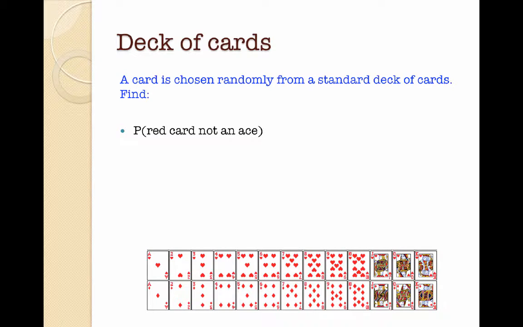We want to now know the probability of getting a red card that's not an ace. Well, here are all the red cards, and here are all the red cards that are not aces. There are 24 cards in that selection, which means that there is a 6 out of 13 chance of getting a red card that is not an ace.